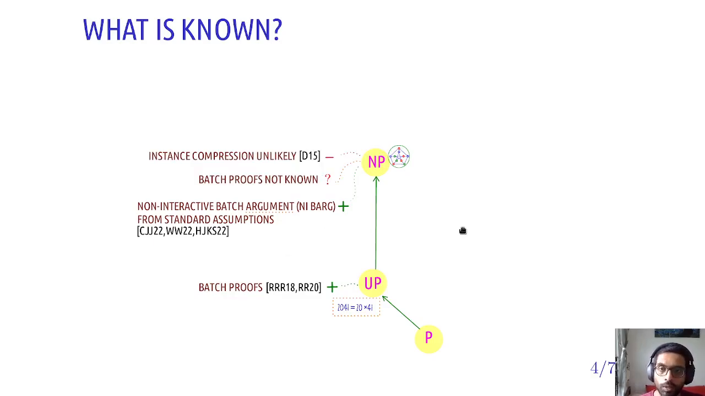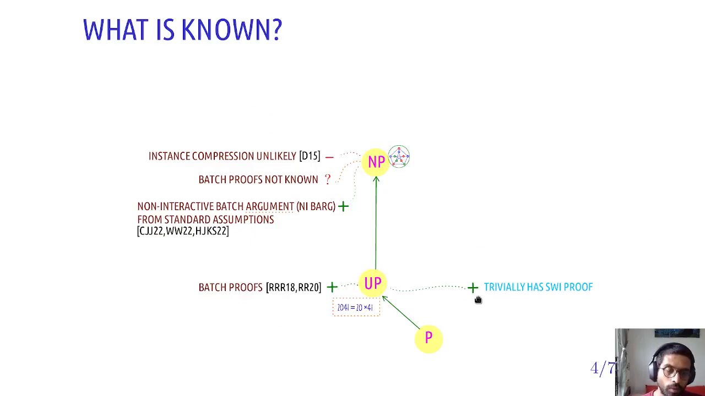However, we don't know much about batch proofs for NP. In fact, there is a related notion called instance compression. It was shown by Drucker that NP is unlikely to support instance compression. You can think of batching to be witness compression. So a related notion of instance compression is unlikely for NP. So that was about batching.